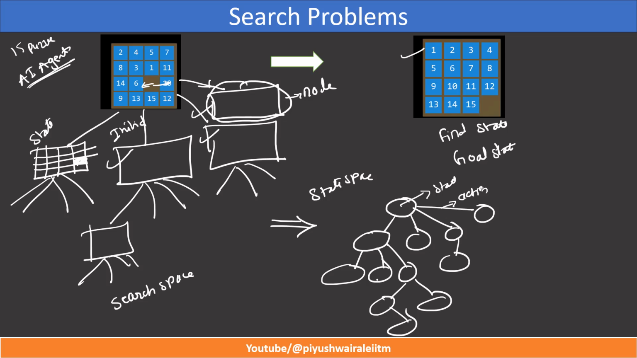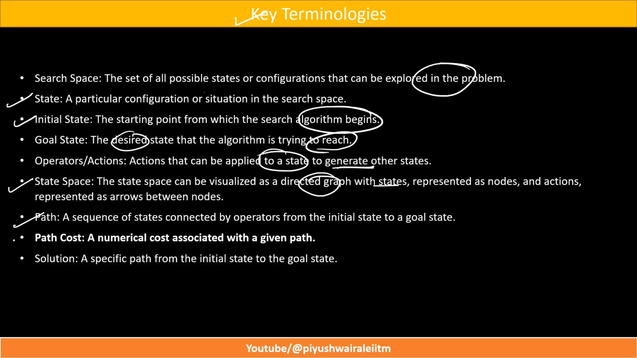Suppose, for example, we have this example. I want to reach this particular node. This is my final goal, and this is my initial state. I can go this way, which is one particular path, but I can go this other way also. So we need to choose a path which will take less cost. Less cost in the sense of fewer resources, or the shortest path. So that is what path cost is, a numerical cost associated with a given path.